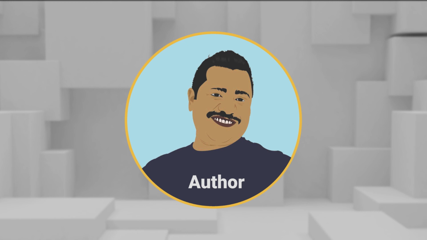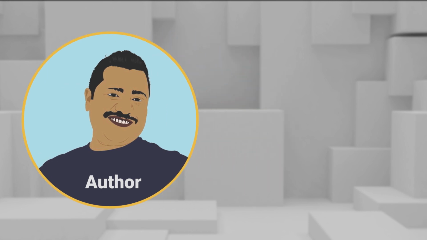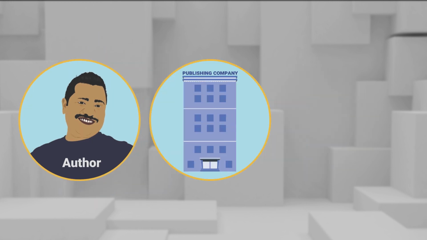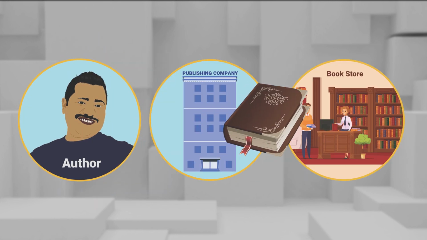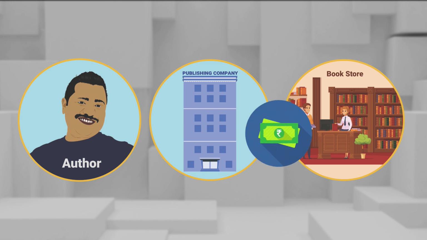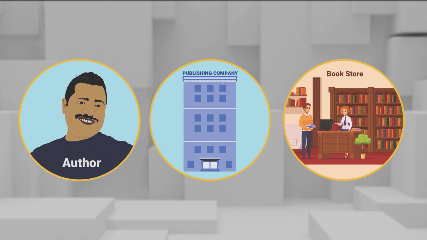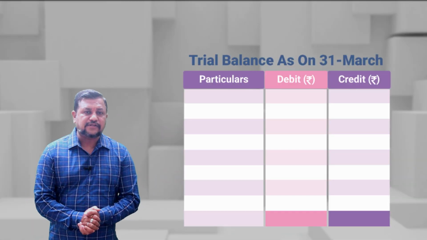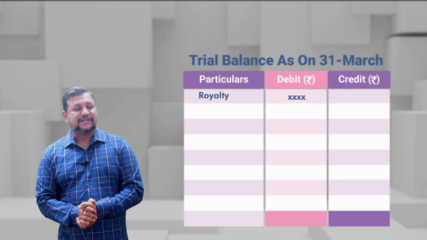We'll take one more example. Say there is one author who has written a book. Now this book he gives to a publishing company and the publishing company sells this book in the market. From the amount realized from sale, the publishing company pays a fixed amount to the author and this amount is known as royalty. So royalty is the expense of the firm and it is recorded on the debit side of trial balance.